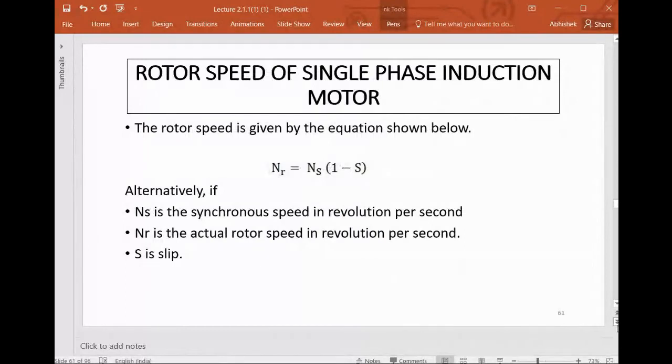Then we have seen how we can calculate the rotor speed of the motor. We just have to rearrange the equation. So the rotor speed is given by this formula: Nr is equal to Ns into (1 minus S), where Ns is the synchronous speed in revolutions per second, Nr is the actual rotor speed in revolutions per second, and S is the slip of the motor.